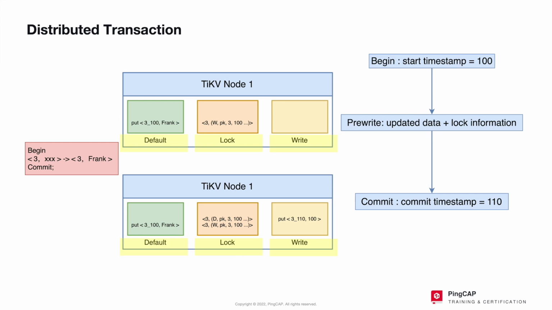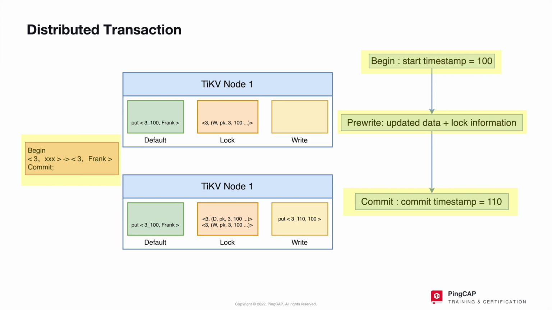Next, Percolator uses the three column families in the RocksDB instance to store data, transaction, and lock information. You can see these on the diagram. These are default, lock, and write. This is best described using an example. Take a look at the left-hand side of the diagram. We see a transaction where we are changing the value of key 3 from XXX to franc.